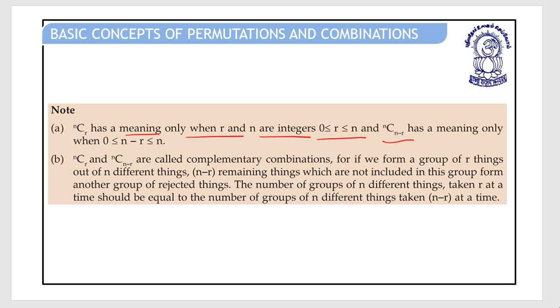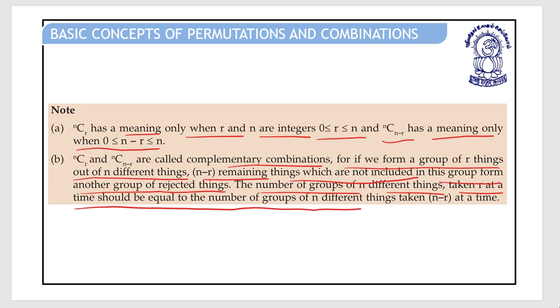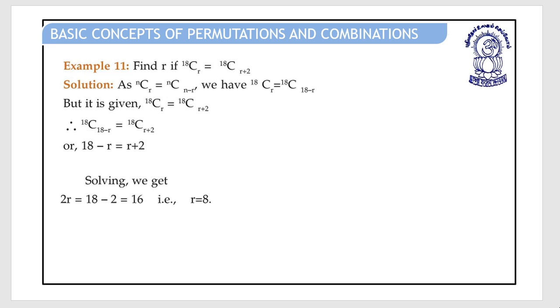And nC(n minus r) has a meaning only when 0 less than or equal to n minus r less than or equal to n. nCr and nC(n minus r) are called complementary combinations. For if we form a group of r things out of n different things, the n minus r remaining things which are not included in this group form another group of rejected things. The number of groups of n different things taken r at a time should be equal to the number of groups of n different things taken n minus r at a time.